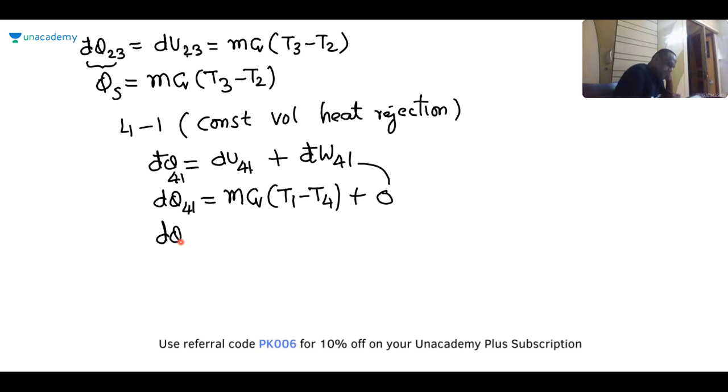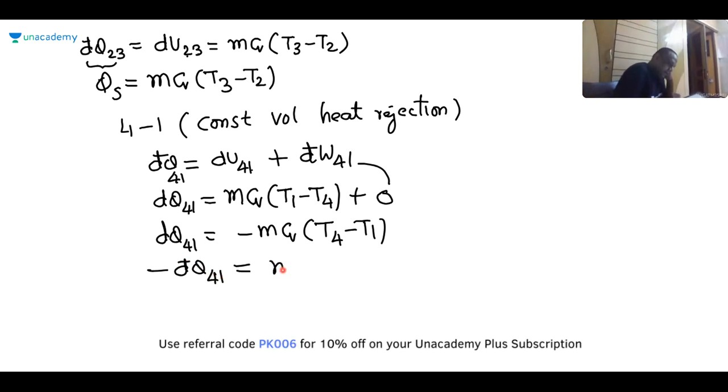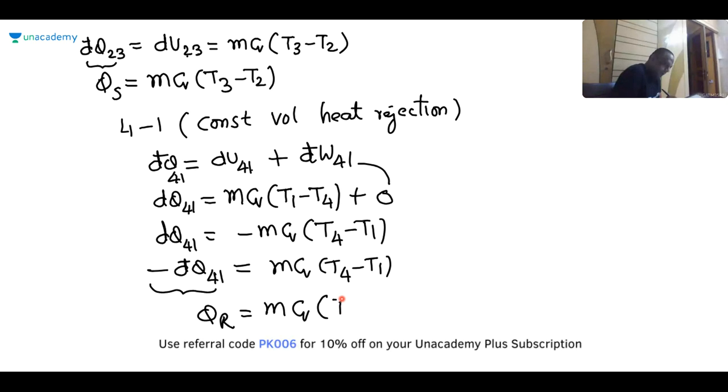Therefore, heat transfer for 4 to 1 is, I will take minus common. When I take minus common, it will be minus m Cv (T4 minus T1). Negative heat transfer for 4 to 1 is minus m Cv (T4 minus T1). Can you tell the meaning of negative heat? Negative heat means heat rejection. Negative heat ka matlab heat rejection. And that is m Cv (T4 minus T1).